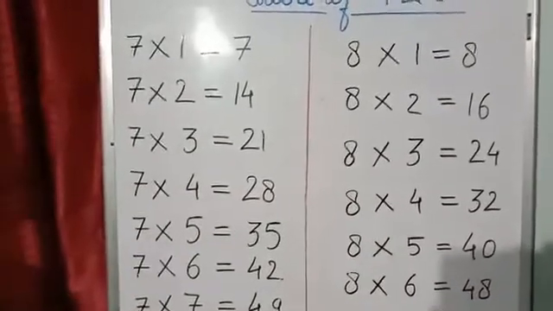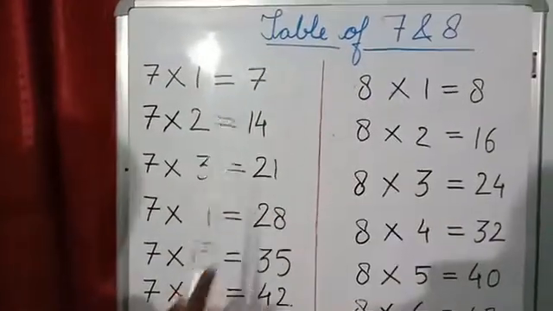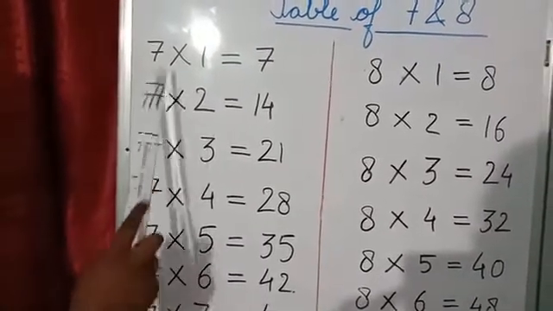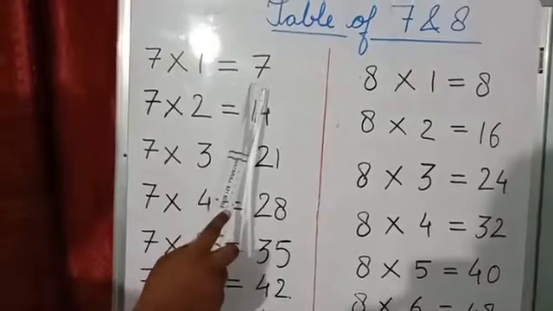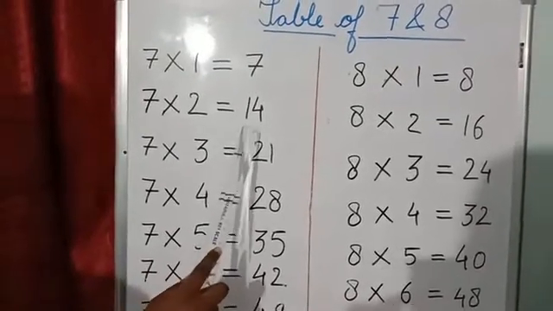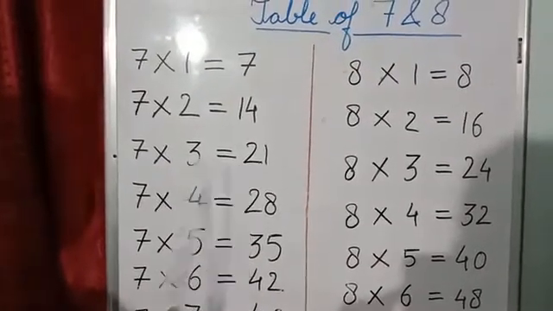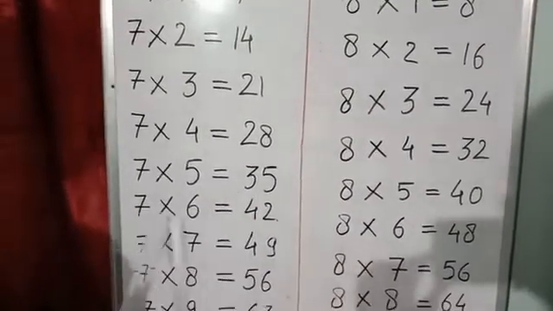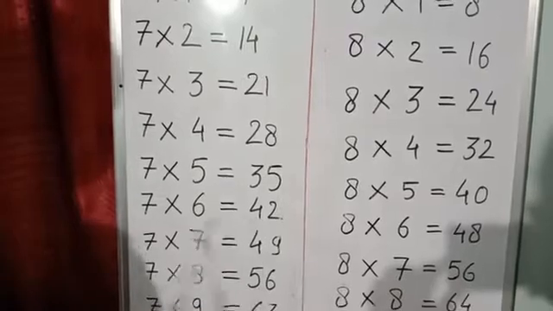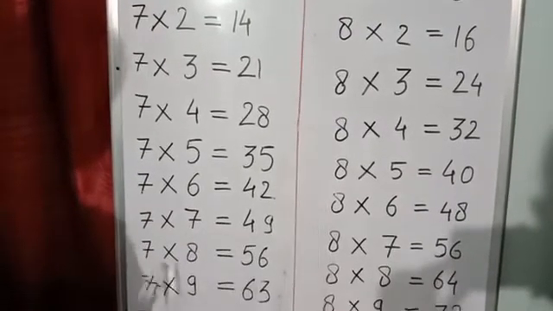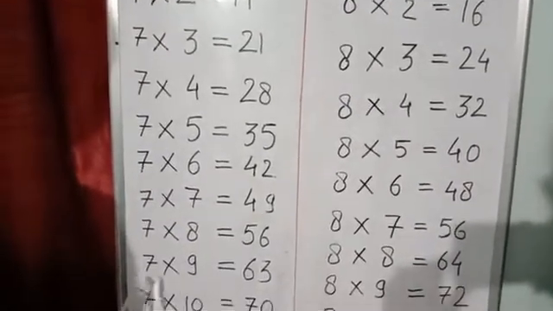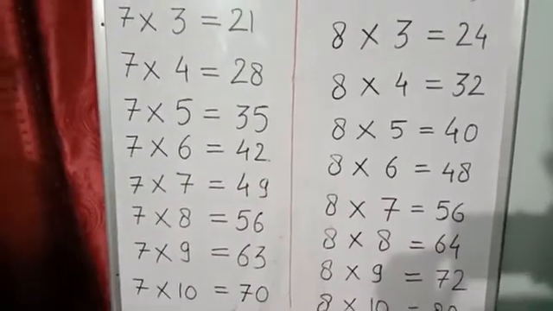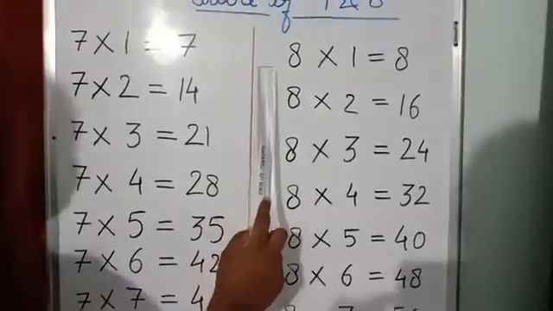See, table of 7 and 8. First one is table of 7. So, 7 ones are 7, 7 twos are 14, 7 threes are 21, 7 fours are 28, 7 fives are 35, 7 sixes are 42, 7 sevens are 49, 7 eights are 56, 7 nines are 63, 7 tens are 70. Okay. Now the next one is table of 8.